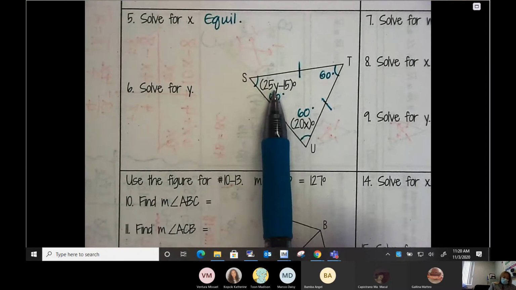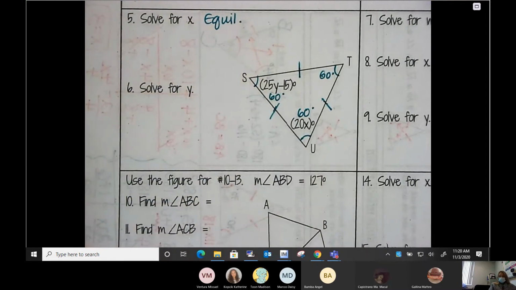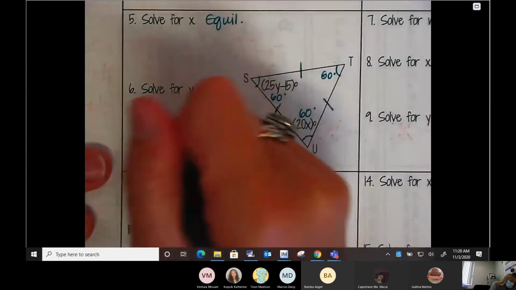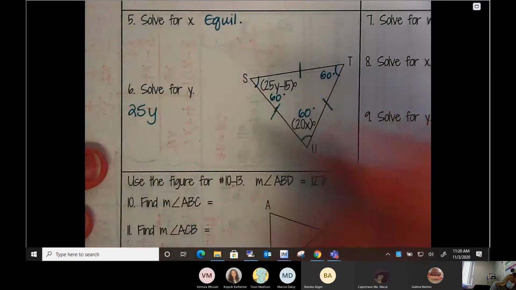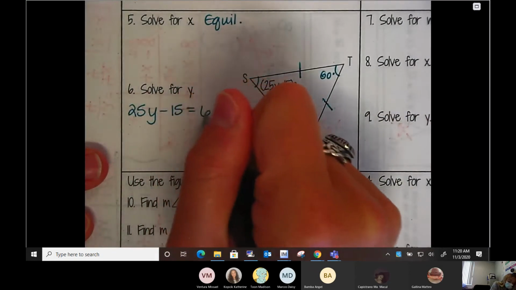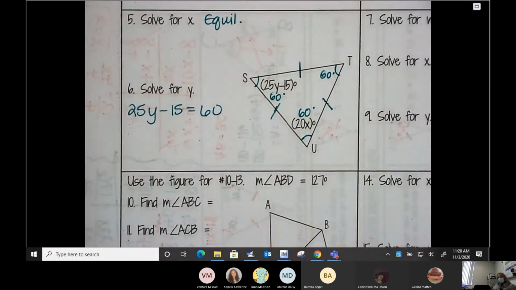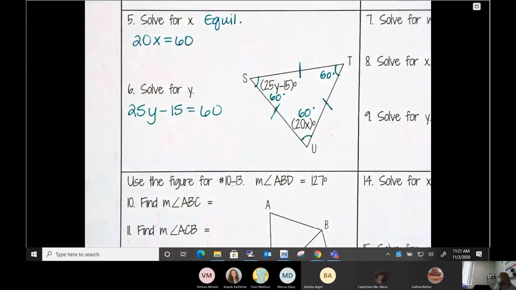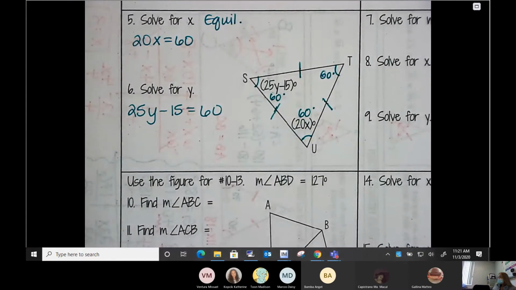So if I do my y's, how would I set up that equation? 25y minus 15 equals 60. Perfect. I can do 25y minus 15 equals 60. How would I set up my equation for the x? 20x equals 60. Yeah, 20x equals 60. And then I go through and I solve them both. Not too bad, right?